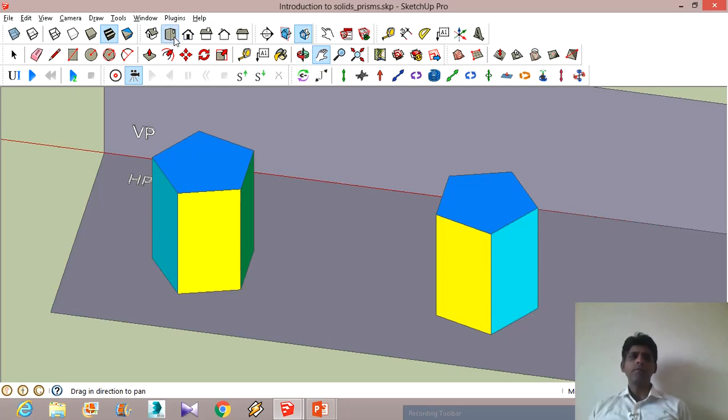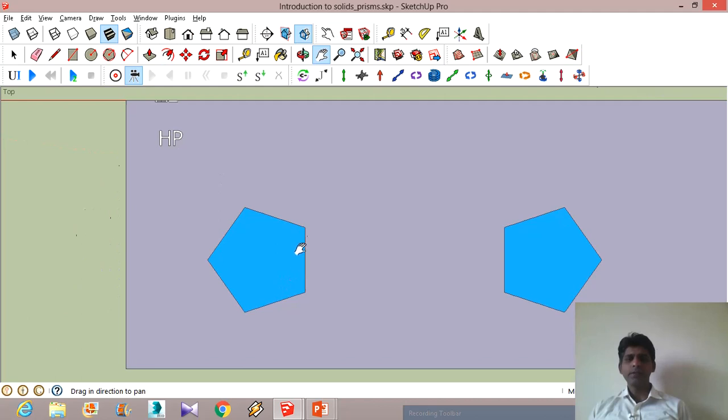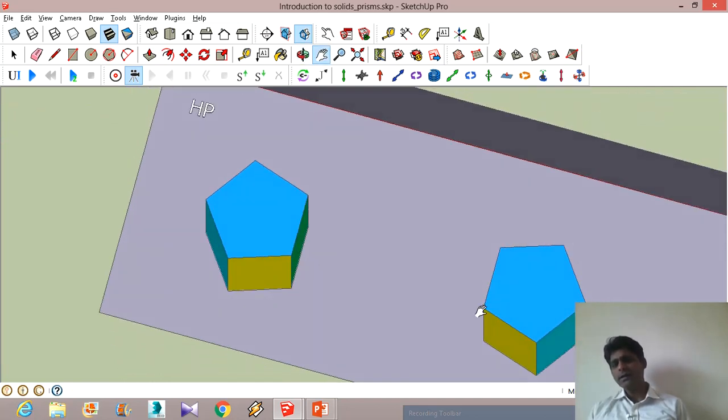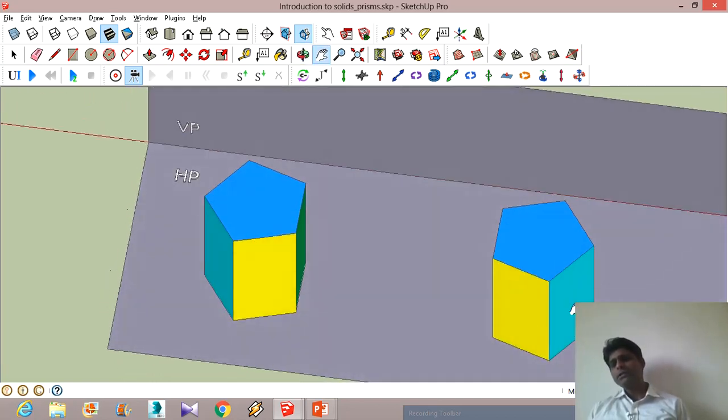So the top view will be like this. So the edge is on this side. I want to rotate it clockwise, so I will have one edge here, and if I want it to rest on a corner, then I will have a corner and I will rotate it clockwise like this.